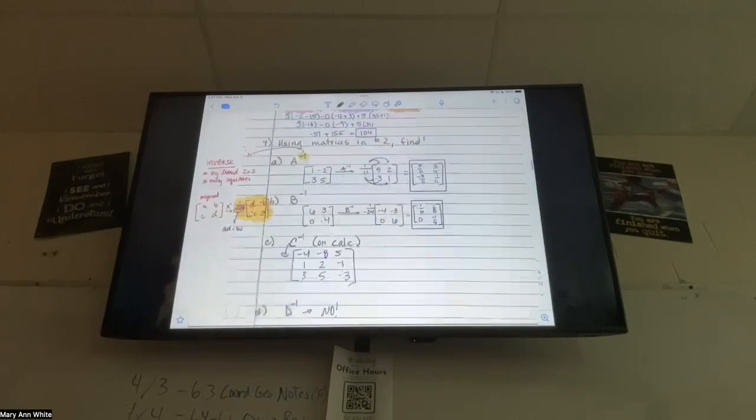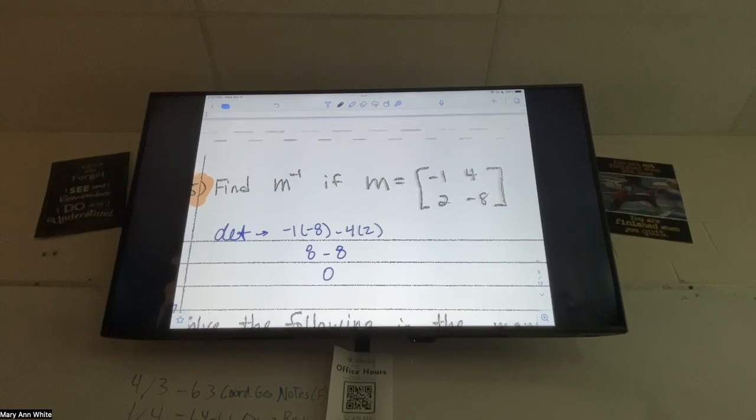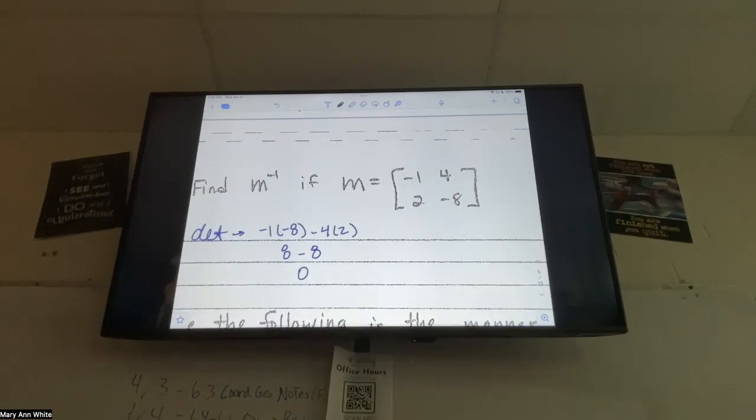All right, I'm going away from this page. I'm going to go over here. Determinant. All right, I got my determinant to be 0. Is that what you guys got? You guys get 0? Yeah, okay.